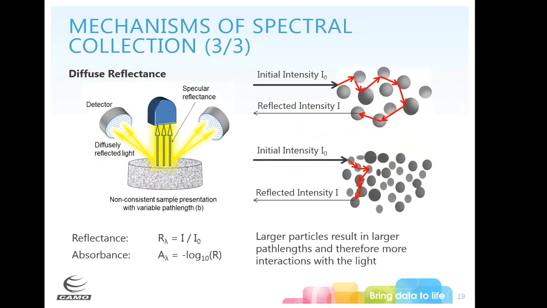A very common way that we collect near-IR data is diffuse reflectance. It's a little bit similar to your diffuse transmission, except you're collecting that backscatter. And with diffuse reflectance, what happens is the light actually goes into your particles and it bounces around, and some of it takes different path lengths and comes out. So if you have larger particles, you have longer path lengths and therefore more interactions with the light, and you can have more scattering. So larger particles scatter more than smaller particles. And these are wavelength dependent.